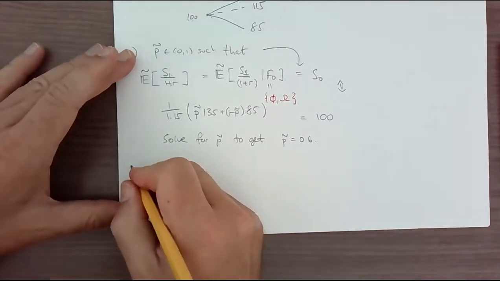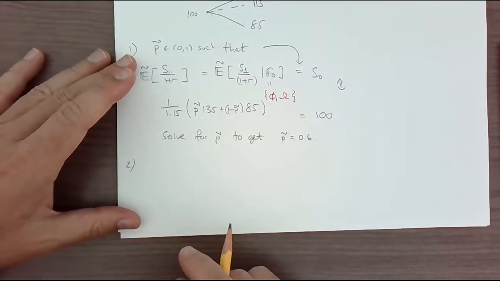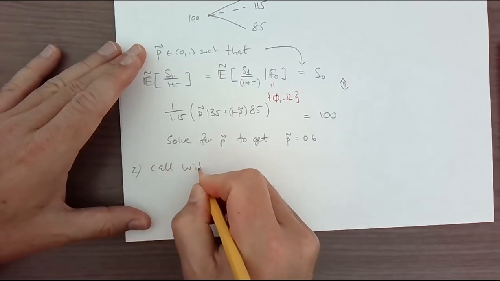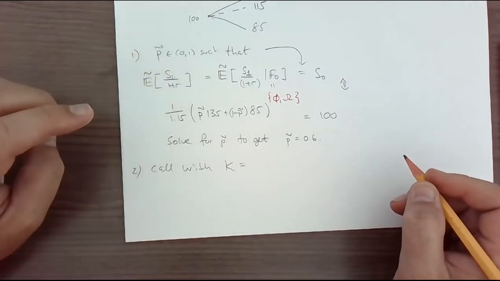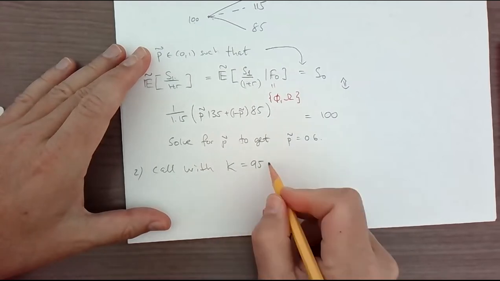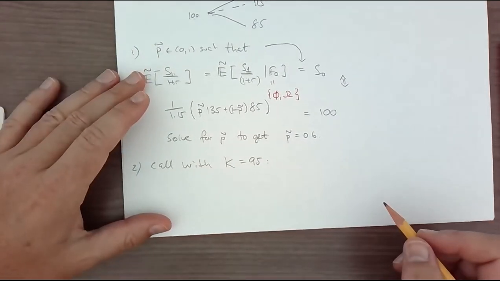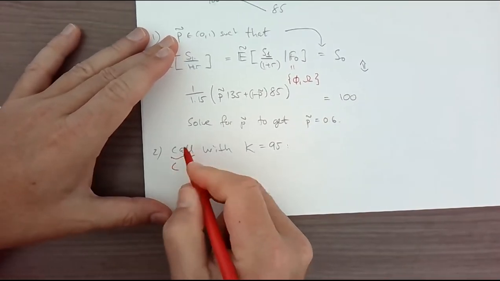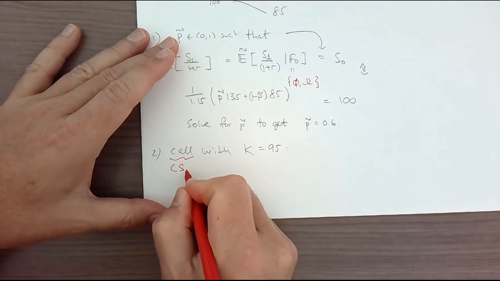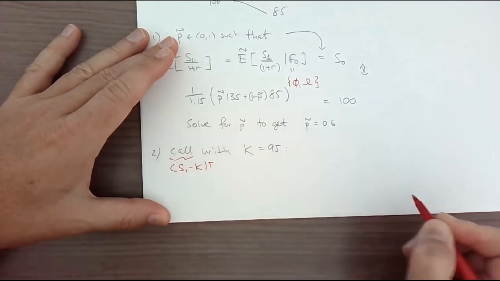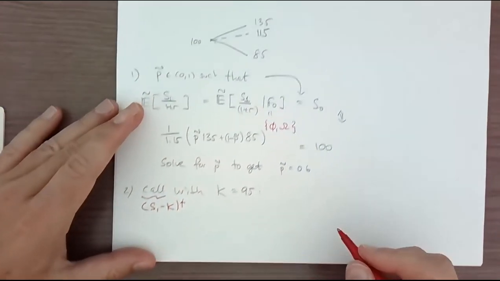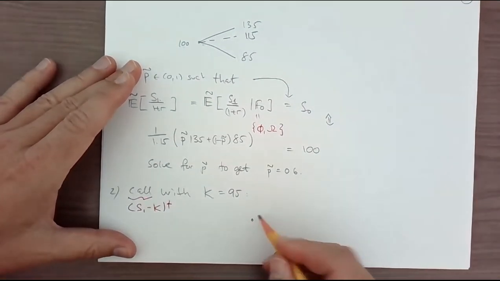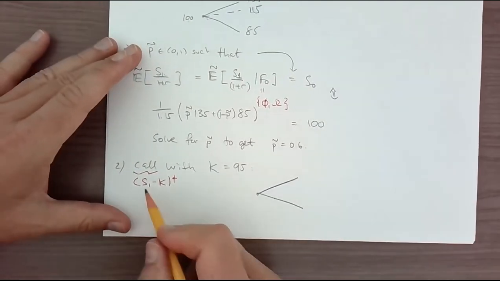The next question says you should value a call. So you should consider a call with strike 95. Let's remember what a call payoff looks like. A call is something written on the stock, so it's S1 minus K, positive part. The call's payoff is going to be what? We have the two legs.